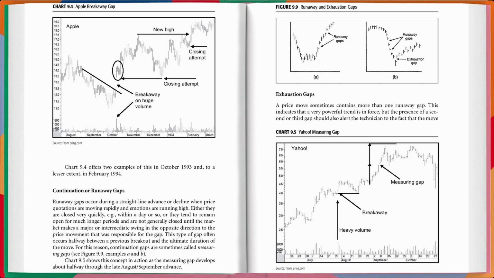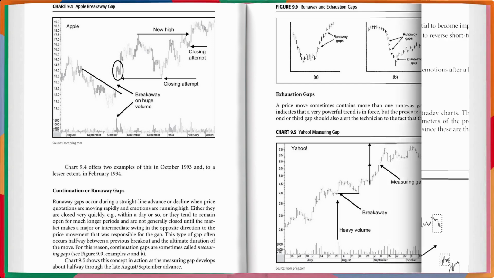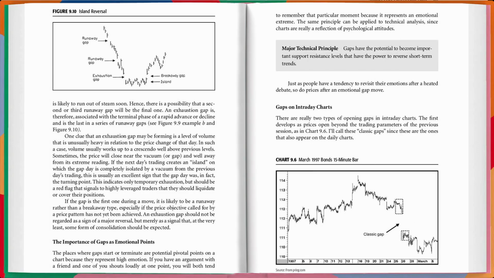Exhaustion gaps. A price move sometimes contains more than one runaway gap. This indicates that a very powerful trend is in force, but the presence of a second or third gap should also alert the technician to the fact that the move is likely to run out of steam soon. Hence, there is a possibility that a second or third runaway gap will be the final one. An exhaustion gap is, therefore, associated with the terminal phase of a rapid advance or decline, and is the last in a series of runaway gaps. See Figure 9.9 example B and Figure 9.10.